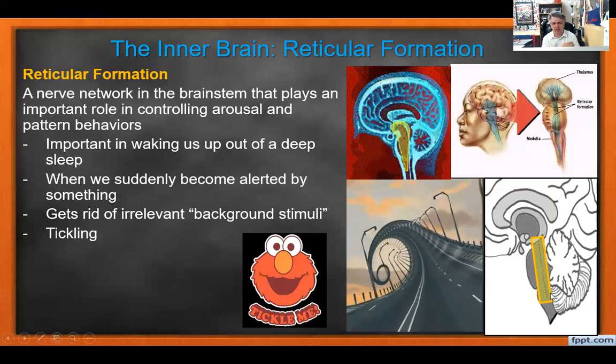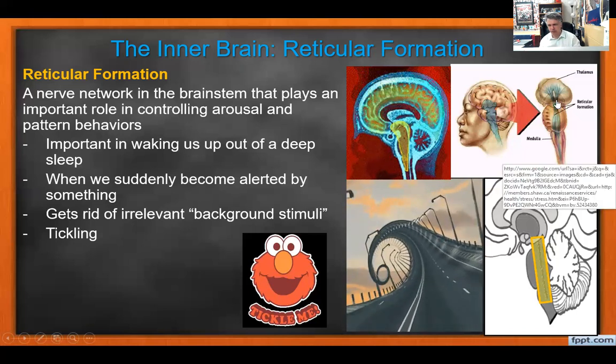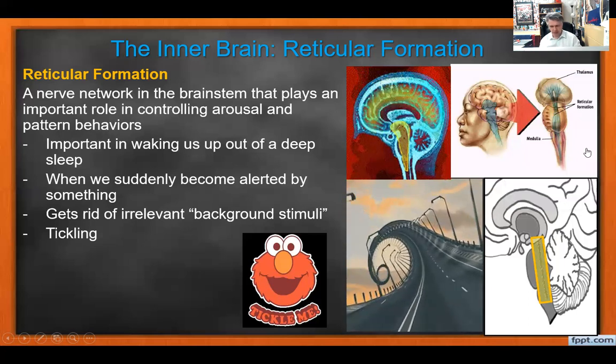So again, think of tickling. You're alerted. If somebody tickles you here, you're suddenly very alerted to that particular stimulus over there. That's your reticular formation, which again is right here within your medulla and your pons as well.